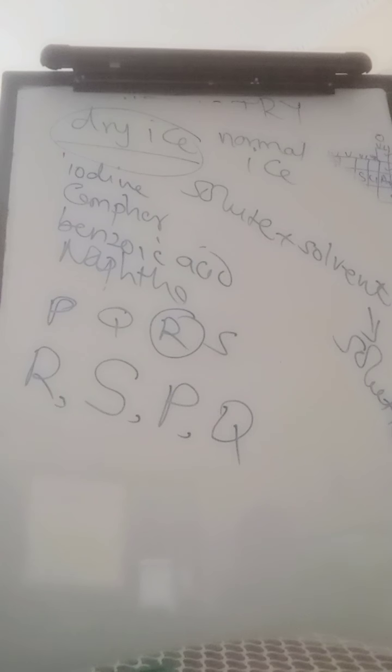Now they're saying state another method of preventing iron from rusting. Of course, you can talk about painting, isn't it? Painting, of course, using oil and grease or sacrificial protection.